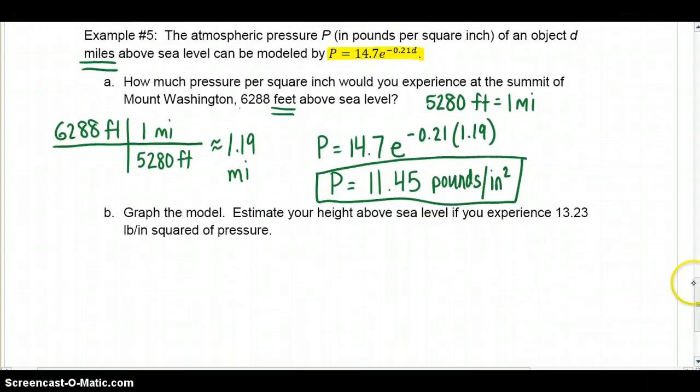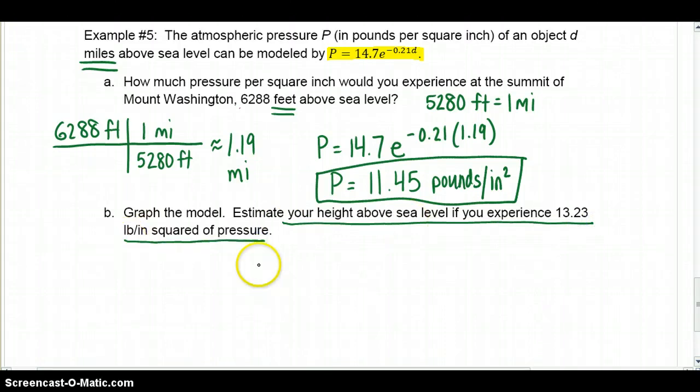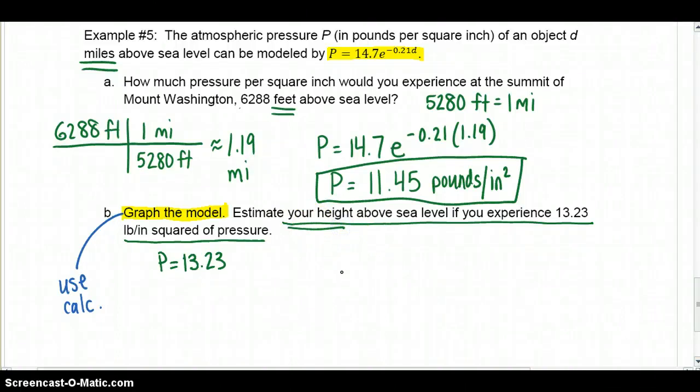Letter B says graph the model and then estimate your height above sea level if you experience 13.23 pounds per inch squared of pressure. So they're telling us our P value is 13.23. To graph the model, I would just use my calculator. Alright, so I'm going to let you go ahead and do that one on your own so that I can get to the slightly more difficult part. Use your calculator, give it a good sketch. But in order to estimate the height here, we're going to plug this into our equation. Let's see what we end up with.